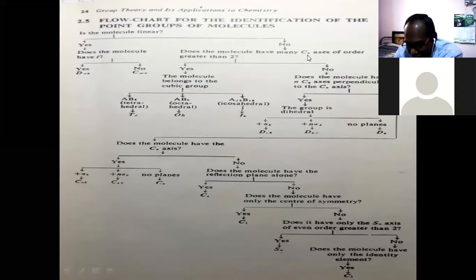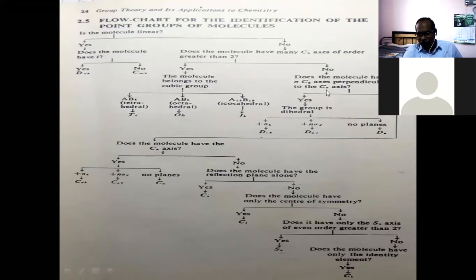The difference in the question is, here you are worried about many CN axes. The CN can be C3, C4, C5, C6, anything greater than 2, and that too, it contains many. For example, AB4 tetrahedral methane contains 4 C3 axes. Therefore N is greater than 2, and many CN axes, 4, so it comes to the tetrahedral point group.